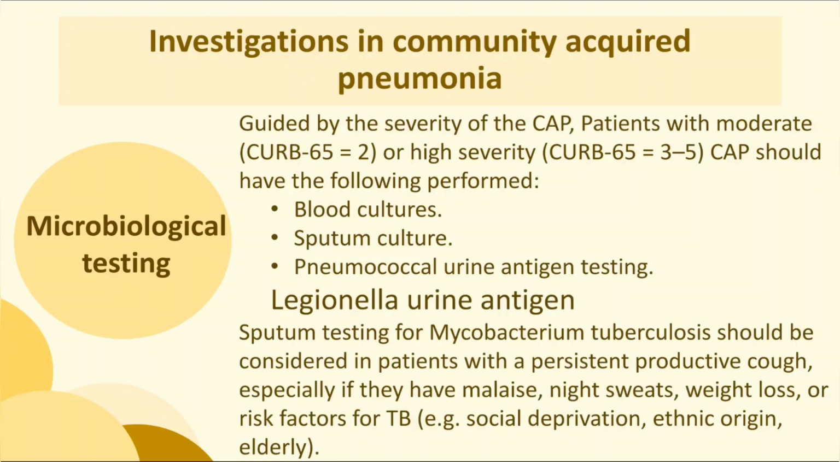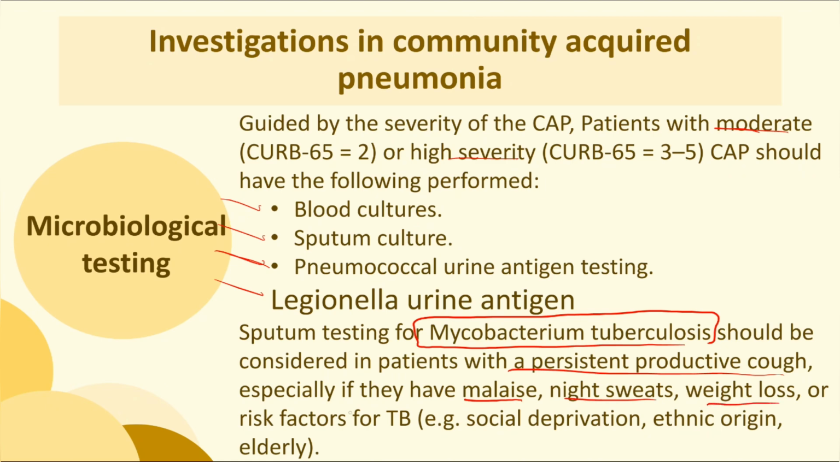Microbiological tests are not needed for all cases. They are usually needed for moderate to severe cases, for example blood culture, sputum culture, and pneumococcal urine antigen test. Even these, you don't need in most cases, only in specific circumstances when you are in doubt. Sputum for Mycobacterium TB is done for patients who have persistent cough with signs and symptoms like malaise, night sweats, and weight loss, and also risk factors of TB like social deprivation, specific ethnic groups, for example in India, and elderly patients.